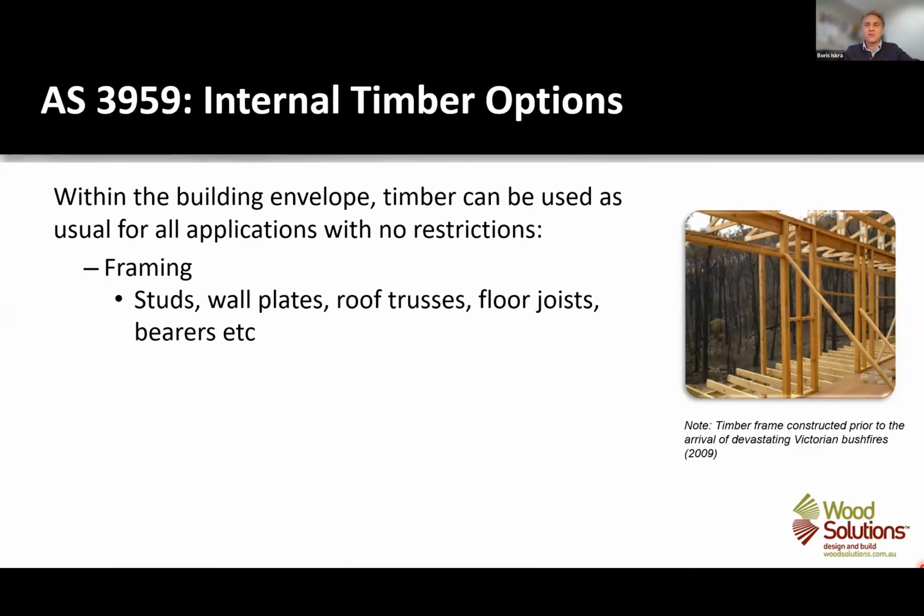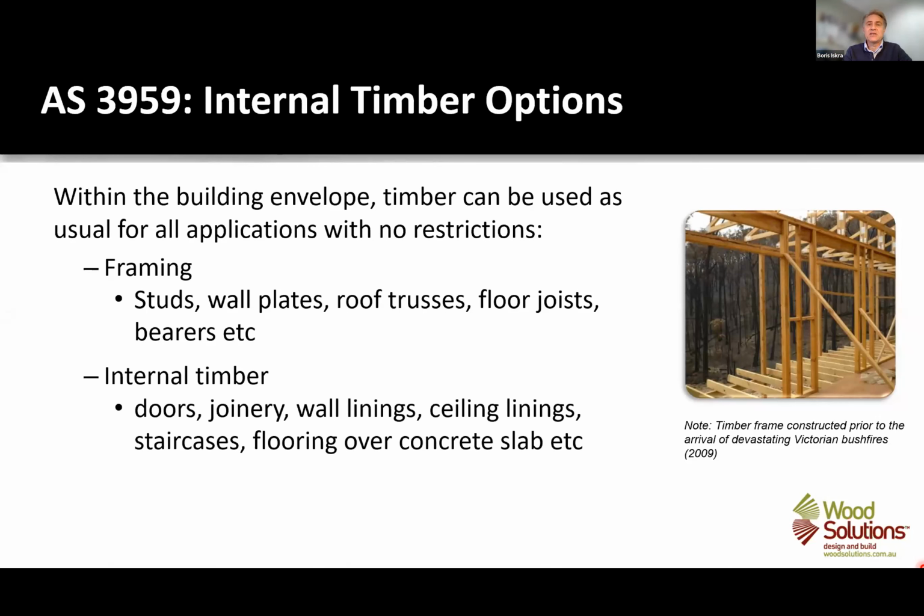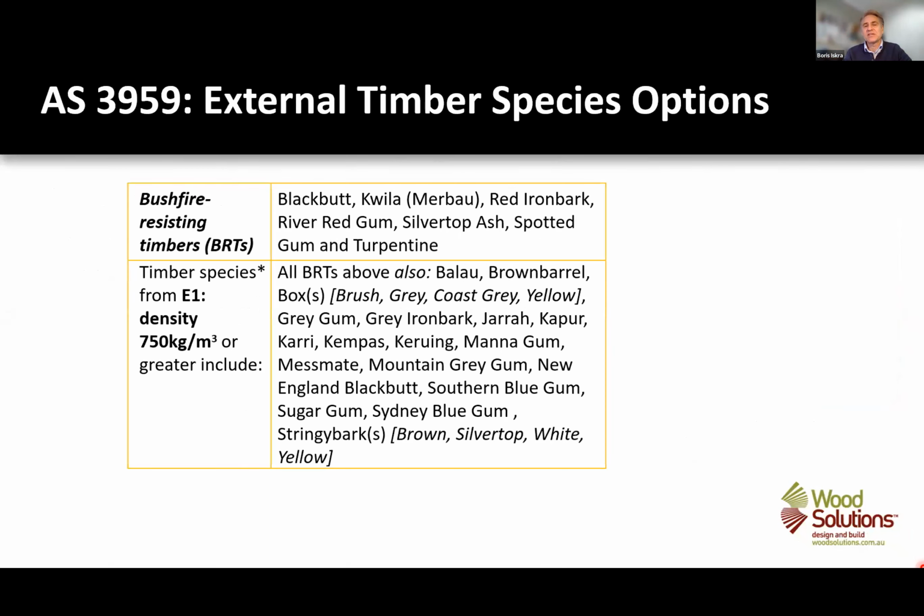So a bushfire wants to get into our structure. By providing some protection via our external envelope, we can provide protection to our internal elements. So in effect, within that building envelope, you can basically use whatever timbers you like. It's when we move externally, where we're now in the direct line of sight of a bushfire, that AS 3959 provides a breakdown of external species.